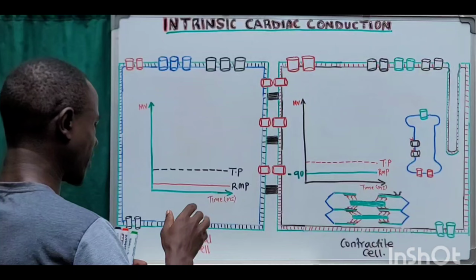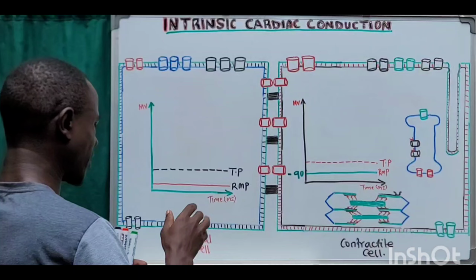Now, to really understand and master the concept of these two cells, you need to first understand what is called resting membrane potential. The difference between the resting membrane potential of the contractile cell and the nodal cell is that the contractile cell has a stable resting membrane potential. What is resting membrane potential? Resting membrane potential is the voltage difference between the inside of the cell and the outside of the cell when the cell is at rest.